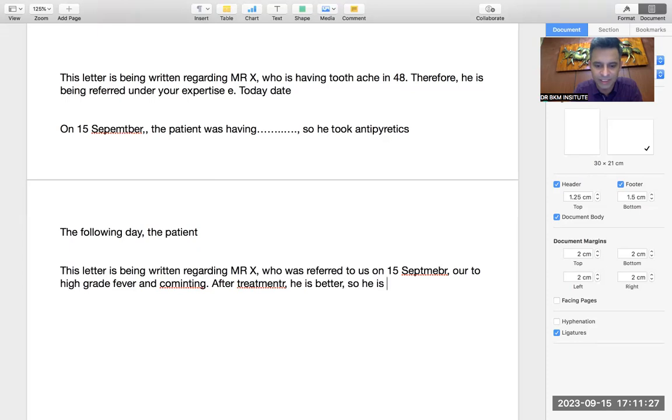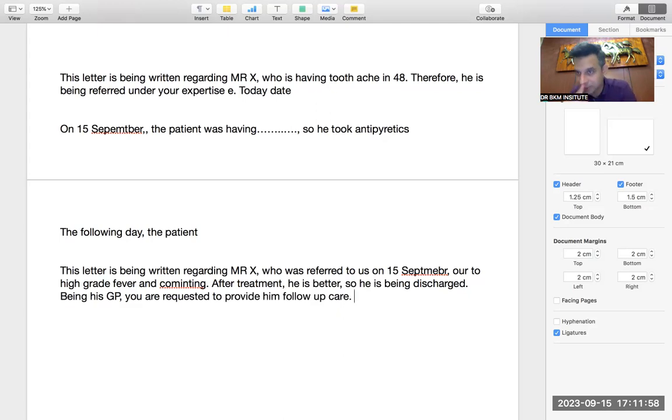What I mean by this statement is that the first paragraph is about purpose. And in the purpose, you tell that the GP referred the patient to you. You treated the patient. After treatment, you say he is better. So he is being discharged. Now the main purpose. Being his GP, you are requested to provide him follow-up care.